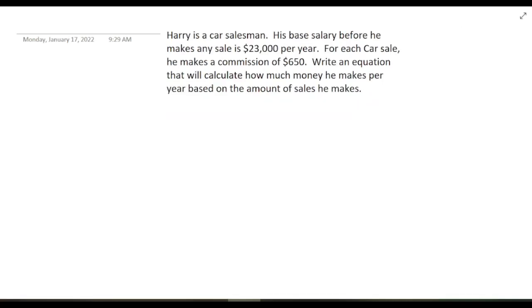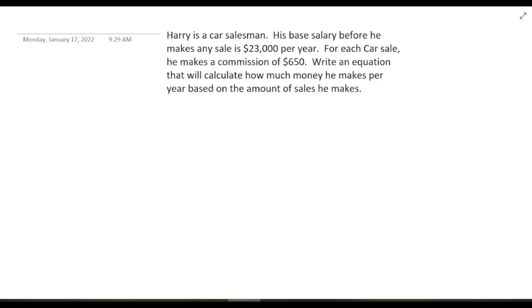Harry is a car salesman. His base salary before he makes any sale is $23,000 per year. For each car sale, he makes a commission of $650. Write an equation that will calculate how much money he makes per year based on the amount of sales he makes. So now we're asked to write an equation.